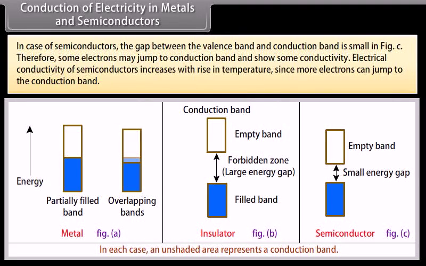In case of semiconductors, the gap between the valence band and conduction band is small, as in figure C. Therefore, some electrons may jump to the conduction band and show some conductivity. Electrical conductivity of semiconductors increases with rise in temperature since more electrons can jump to the conduction band.